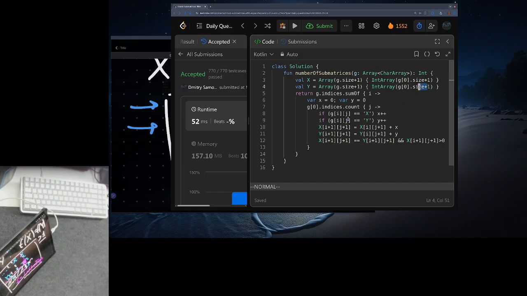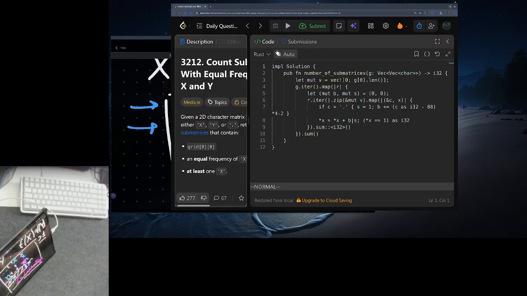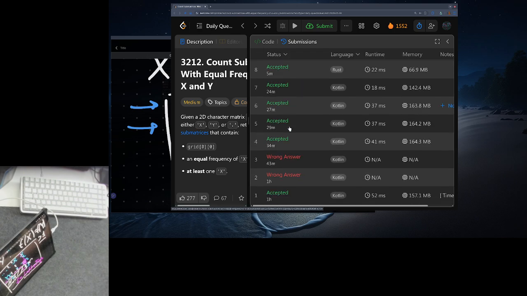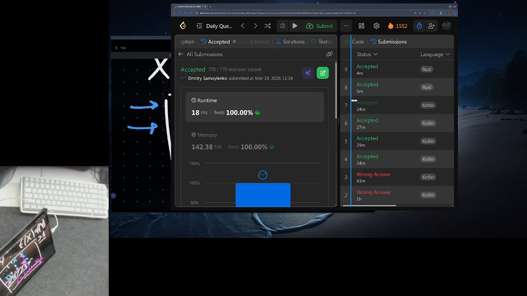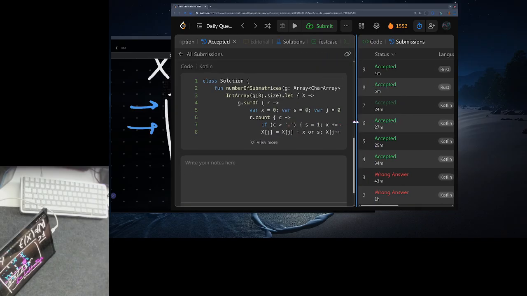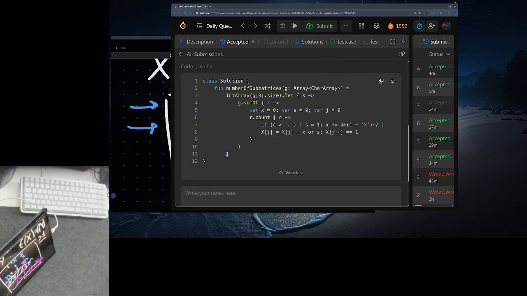So now let's look at the golfed solution. We kind of can optimize it further. So this is my final Kotlin version. As you can see, it's kind of short. I use this instead of two arrays of x's and y's. I use kind of the balance trick. Just increment when you see the x and decrement when you see the y.